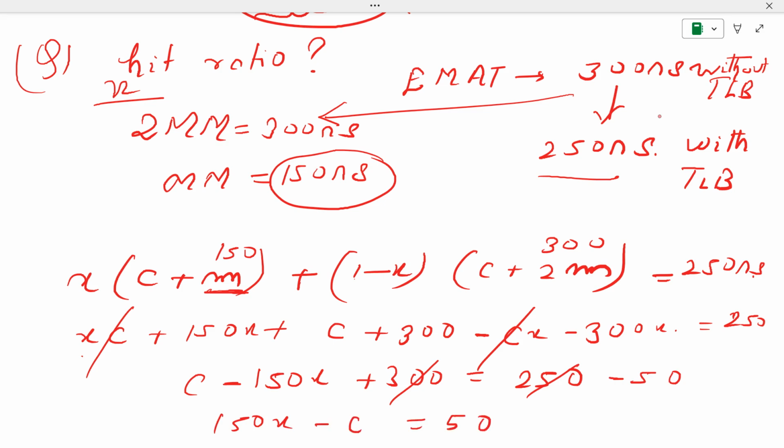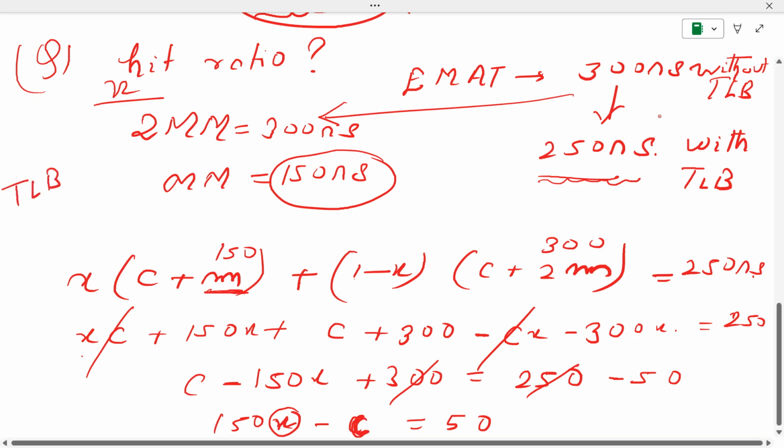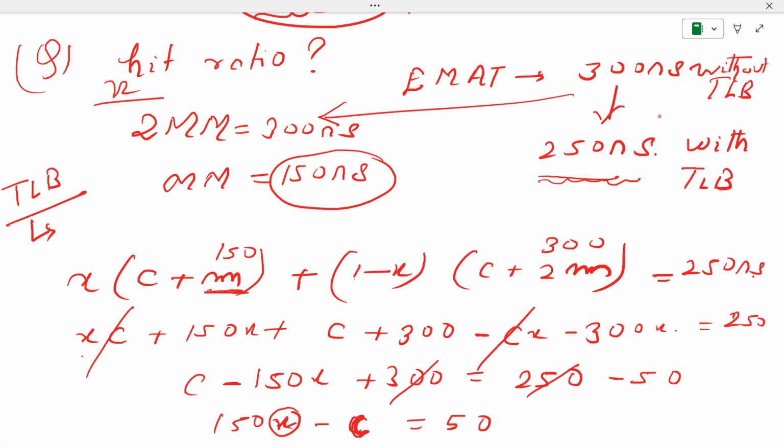So let's say we need to find out the hit ratio. That means we need to find the x, and here there are two variables. So let's see if it is 250 nanosecond. We need to have at least one variable here, like we need to have the c, that is the TLB access time. Let me search for that in the question. I think it is given. Yeah, it is 60 nanosecond.